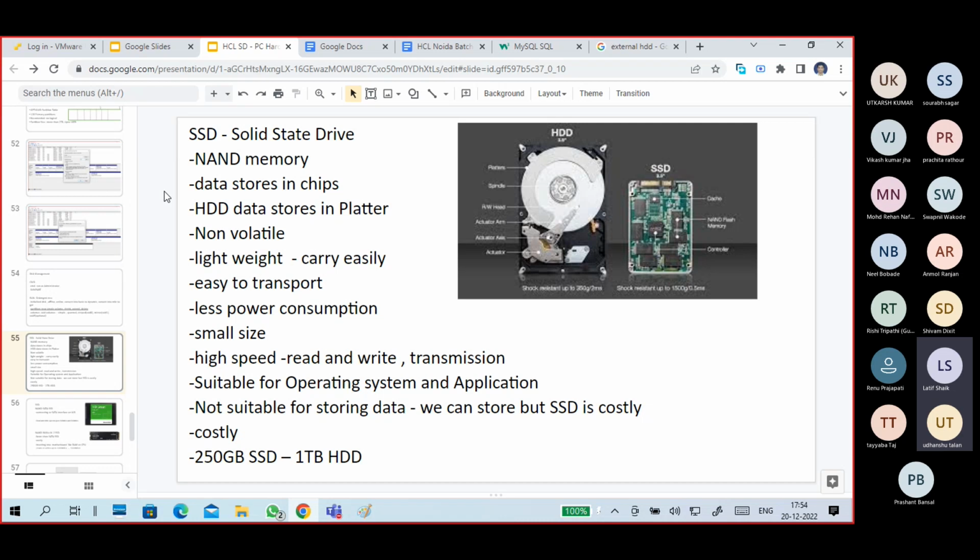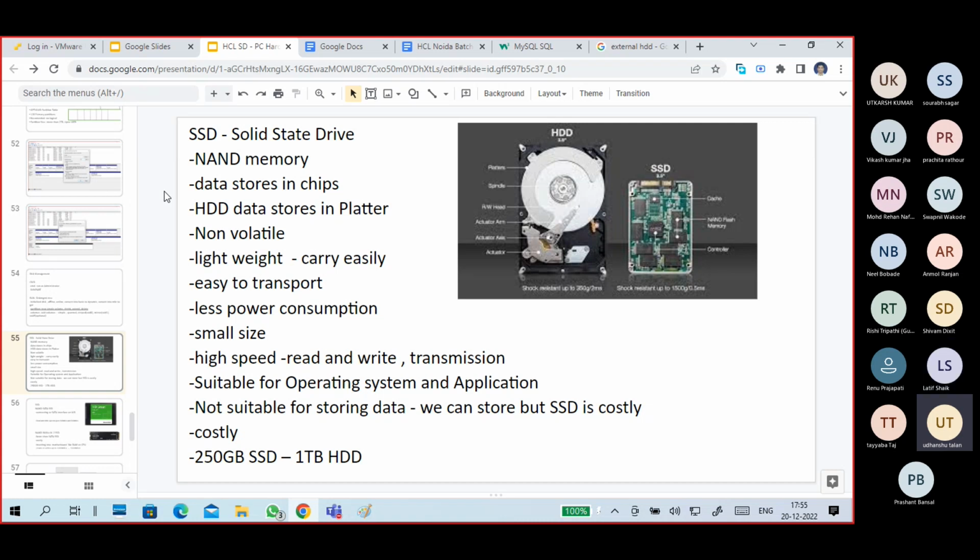There is a cost. For example, you buy a 1 terabyte hard disk. What is the cost? Around 3000 to 3500. If you want to buy a 1 terabyte SSD, it is around 9,000 to 10,000 rupees. A 240 GB SSD is around 2,500 to 3,000. If you add 500 extra, then you can buy a 1 terabyte hard disk. So almost a one third or one fourth cost difference is there.